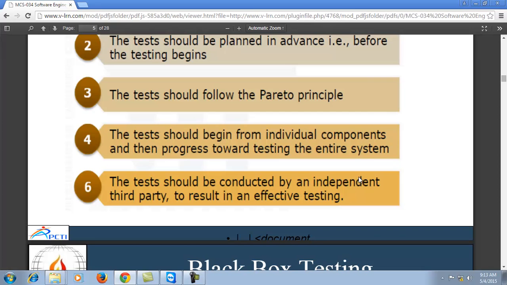The next test principle is the most important principle. The test should be conducted by an independent third party to result in an effective testing. Yes, it is true. If the customer and developer are involved in the testing part, then they will not project a healthy view. Always testing should be done by a third party so that the effectiveness of the testing can be generated.